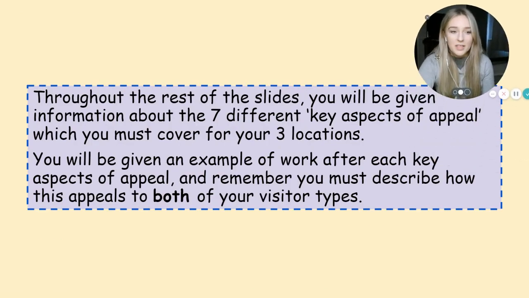So what I've said here is throughout the rest of the slides, you'll be given information about those 7 different key aspects of appeal, which you must cover for your 3 locations. You'll be given an example of work after each key aspect of appeal, and remember you must describe how that appeals to both visitor types that you choose.